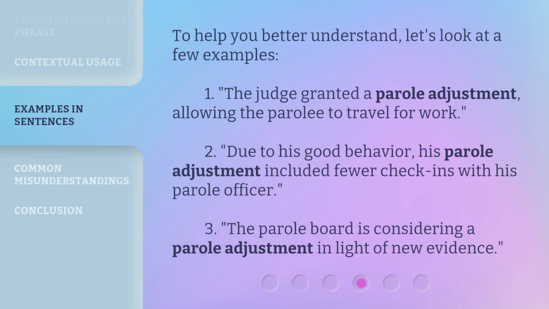To help you better understand, let's look at a few examples. 1. The judge granted a parole adjustment, allowing the parolee to travel for work. 2. Due to his good behavior, his parole adjustment included fewer check-ins with his parole officer. 3. The parole board is considering a parole adjustment in light of new evidence.